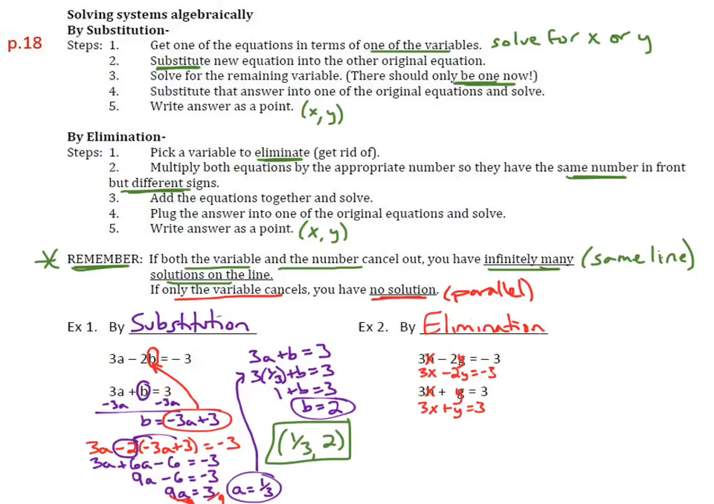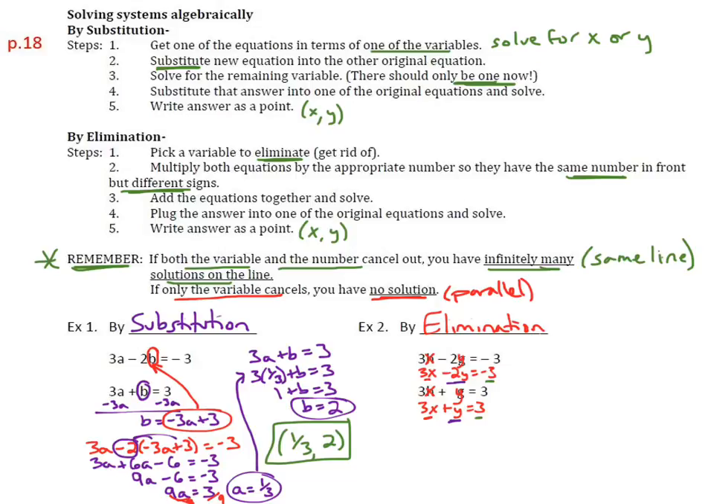But now for elimination, I'm looking to see what can cancel out. So if I have a positive 3x and a positive 3x, I need one positive, one negative. They're not different signs. I have a negative 2y and a positive y, so I have different signs, but I don't have the same coefficients. They won't cancel out. And then a -3 and a positive 3 at the very end. Those would cancel out, but I need a variable to cancel out. I need to get rid of, or eliminate, either the x or the y.